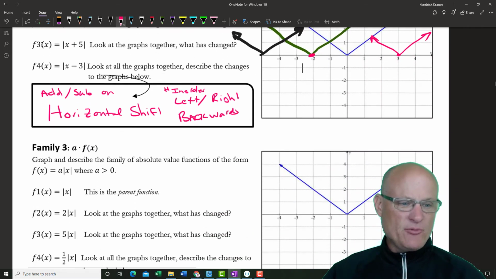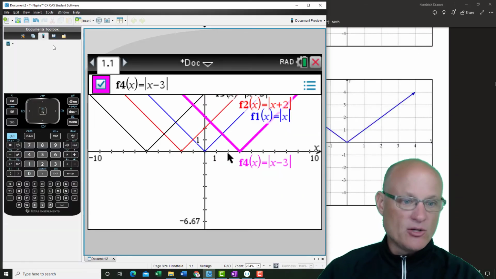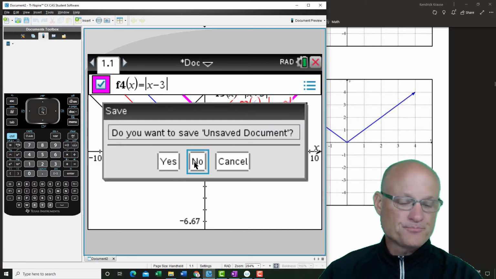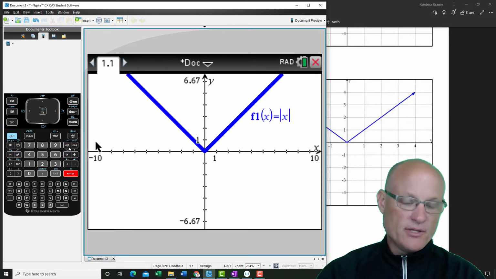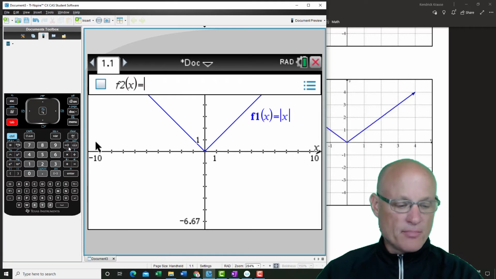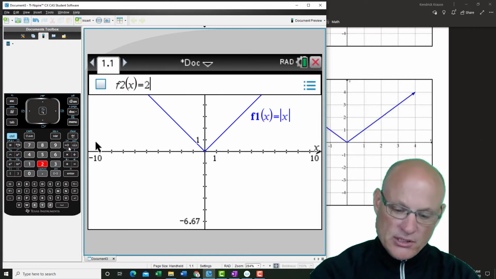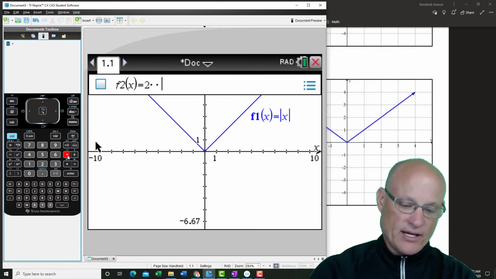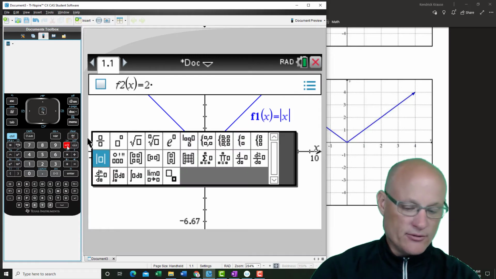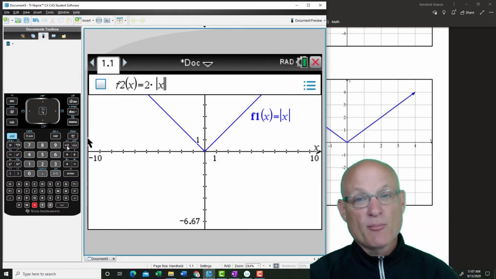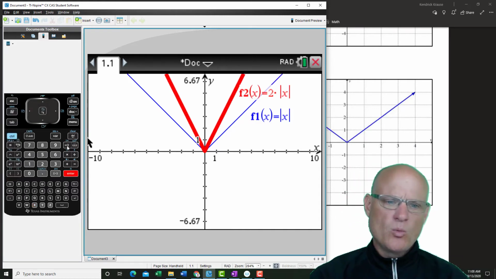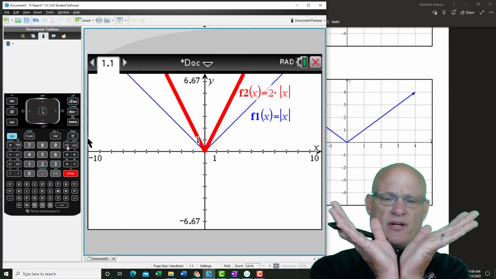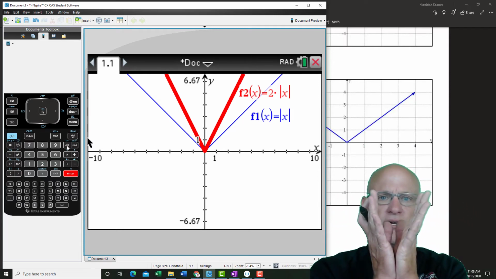All right. What happens when you put a number on the outside? So let me go back. Let me just clear all. I'll start this all over again. Let me go back to my original. There it is. And now I want to put a number on the outside. So 2 times the absolute value of x. What's going to happen when I put a number on the outside? Watch the graph. See if it goes up or down. Oh, it didn't go up or down at all. It went from this to this.